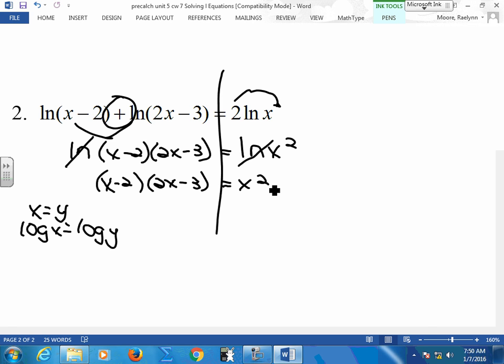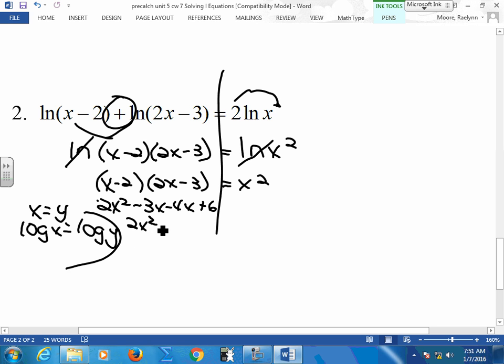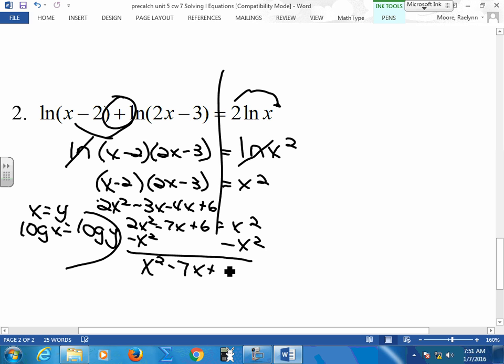So let's FOIL this guy out. And then what do we have to do to solve? We'll combine like terms. Combine, get them all to one side because you have descending variables. Yep, this is the trickier one.